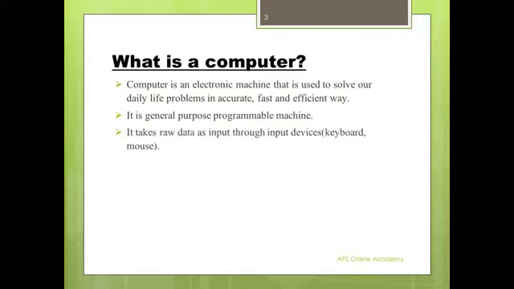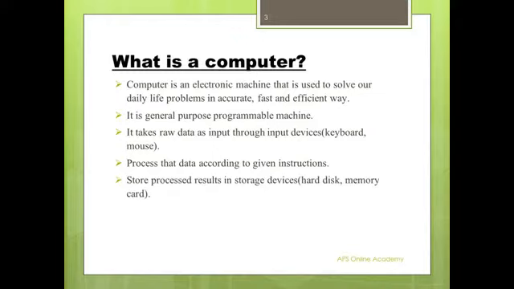How it works? It takes raw data as input through input devices. As you all know, input devices mean the devices that are used to enter data into the computer to perform some different actions. Input devices like keyboard and mouse. Keyboard is an input device which is used to enter textual data, and mouse is used to control the movement of cursor on the screen. It processes that data according to the given instruction. For example, you enter 2 plus 2, so it will process 2 plus 2 according to the given instruction, means it will perform the action of addition on the given data.